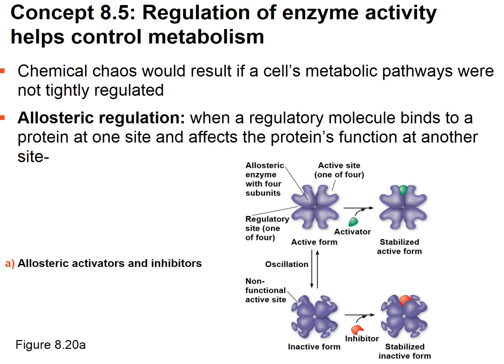Regulation of enzyme activity helps control metabolism. If a cell's metabolic pathways were not tightly controlled, there would be chaos in the body. And one form, like we just looked at, was allosteric regulation. This is when a regulatory molecule binds to a protein at one site and affects the protein's function at another site. And again, these can be inhibitors. They could also be activators to help a process occur.